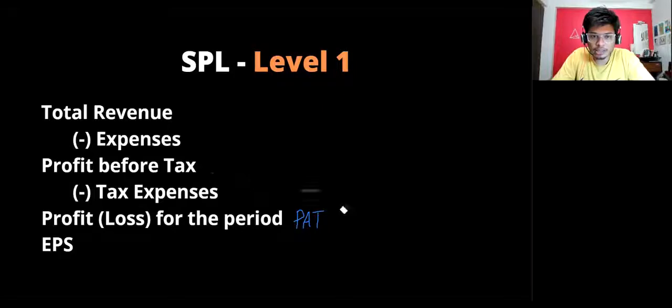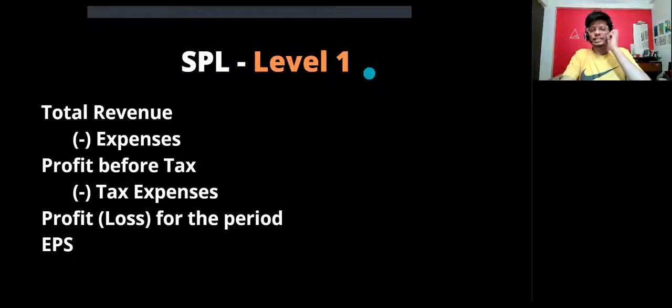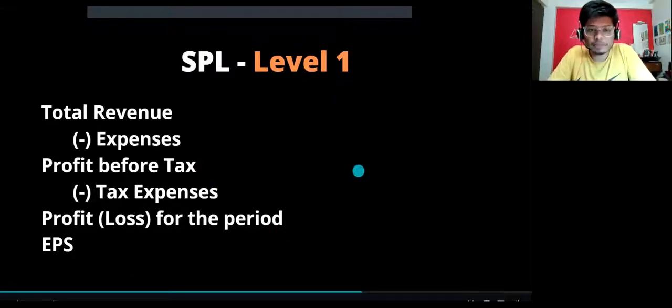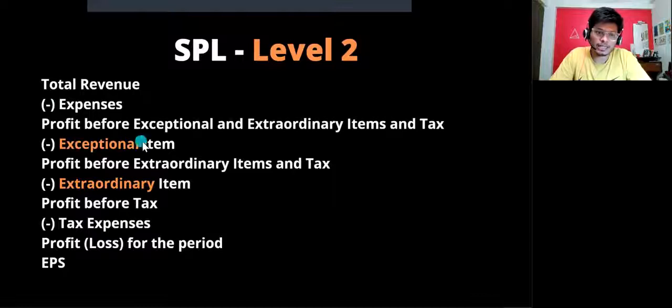Let's delete all these things. So I suppose that this part is really clear to you guys. Very simple. Now let's go into the next level. So in the next level, what I have just done is basically added these two things: exceptional items and extraordinary items. Now these words are very, very close to each other and you're bound to be confused.